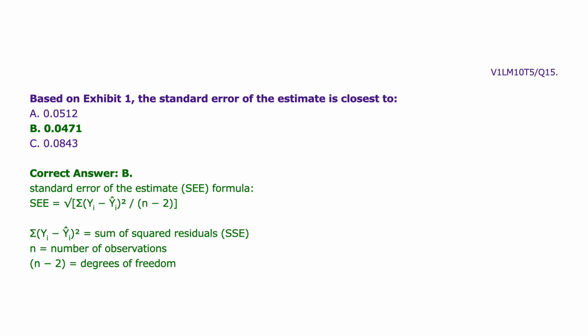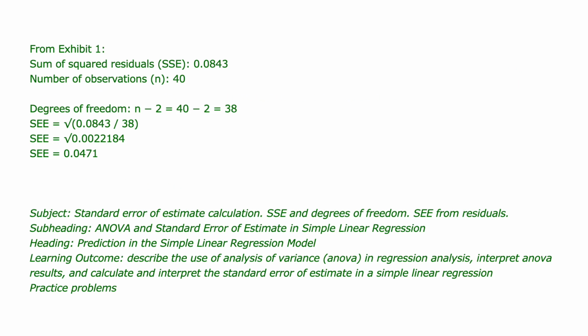Standard error of the estimate, SE, formula, is the square root of the sum of squared residuals, SSE, divided by the degrees of freedom, n-2. Raw data from Exhibit 1, the SSE of 0.0843 and 40 observations, to arrive at the calculated result of 0.0471. It emphasizes that using the correct divisor, n-2 equals 38, is essential for a sample-based regression estimate.